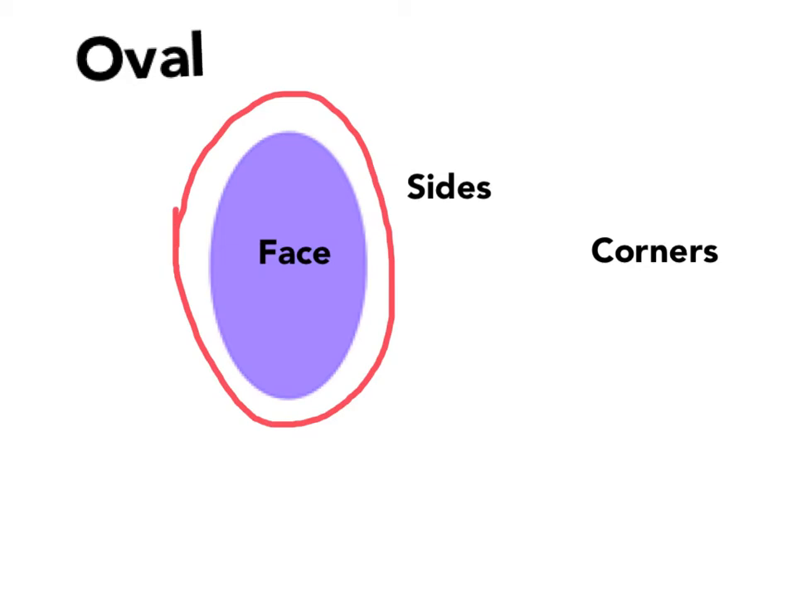So, we know what that means when it comes to corners. There are no corners on this oval because the line just goes round and round. There's only one line and there's not another little friend to make a corner with it. So, let's sum up an oval. An oval has one face, one side, and 0 corners.